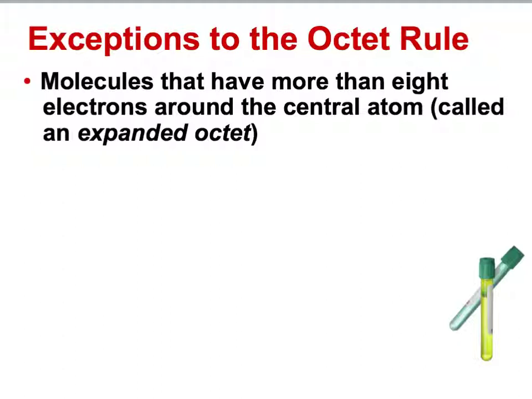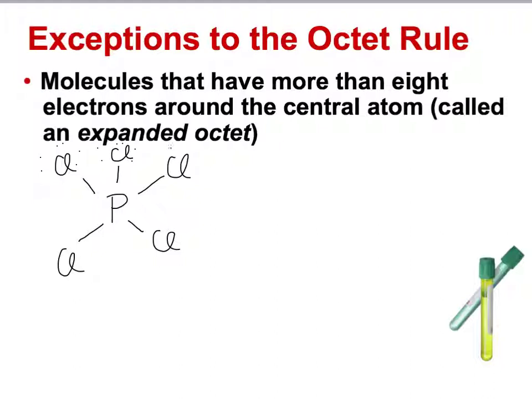And finally, molecules that have more than 8 electrons around the central atom are called expanded octets because they have more than 8. So we would be talking about something like PCl5, which we've looked at previously. Looks a bit like this. Something along those lines with the extra electrons. Notice that the phosphorus ends up with 5 bonds or 10 electrons around it, and so that's definitely an expanded octet.